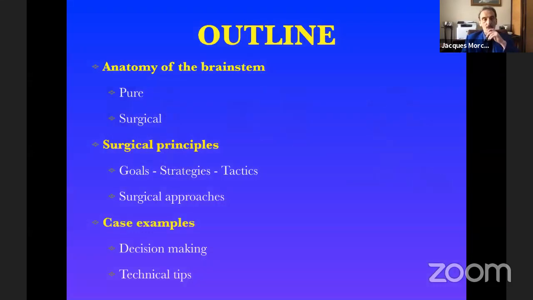So what's the outline of my talk? First, I'll talk a little bit about the anatomy of the brainstem, the pure anatomy, and the surgically applied anatomy. Then the surgical principles, and I'd like to introduce to you the concept of the goals of treatment, the strategies of treatment, and the tactics in the treatment of brainstem cavernoma, in that sequence. Then we'll discuss the surgical approaches you could entertain. And most of the talk will really be on case examples, trying to show you at least my decision making and some technical tips through the multiple videos I will show you.